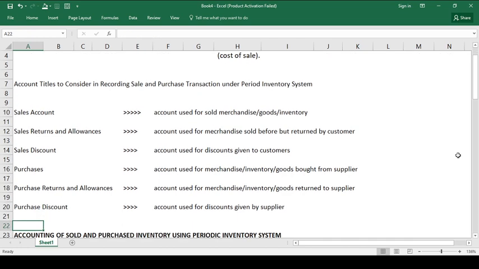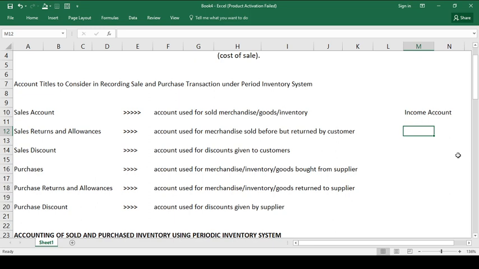Okay, we have the sales account, simply the sales. It is an account used for sold merchandise, goods, or inventory. Meaning, if there are goods, merchandise, or inventory being sold, the appropriate account title that we need to use is sales. And sales is an income account. Take note, that is an income account. Therefore, the normal balance of the sales account is credit.